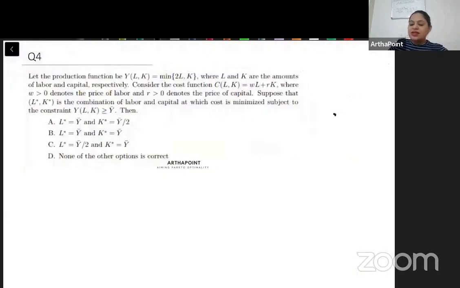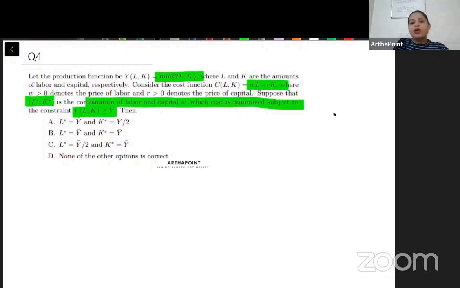It says, let the production function be min, where L and K are the amounts of labor and capital respectively. Consider the cost function WL plus RK, where W is greater than 0. Suppose L star, K star is the combination of labor and capital such that you produce a minimum level of output, of course. Then, very simple. This is a very simple question, not at the level of ISI. So you just have to use this function.